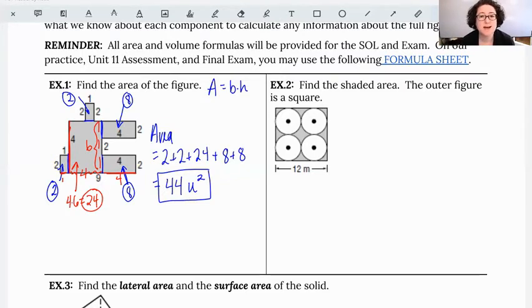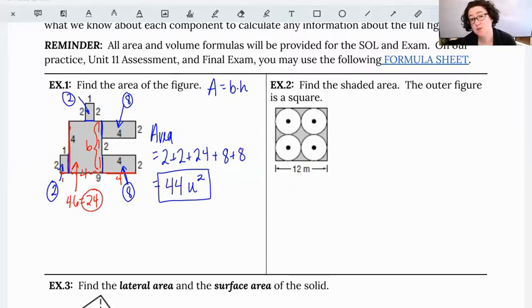And if we know that the outside shape is a square, we know that the bottom length of 12 meters is the same as the right-hand side, also 12 meters. And so let's think of this. If we need to find the shaded area, what if we found the larger figure and then took away the empty pieces that we don't need to use?